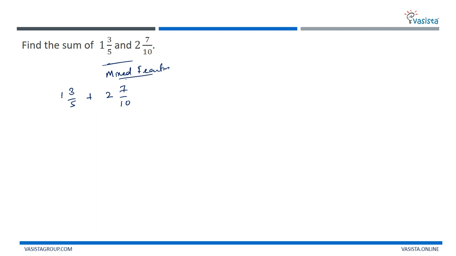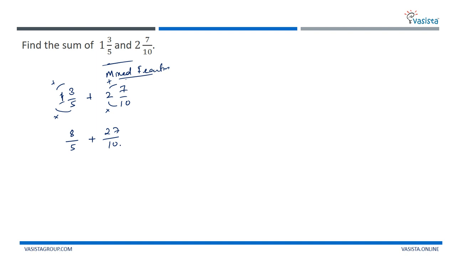What we are supposed to do here is find the sum. So 5 ones are 5, multiply it here and add it. 5 ones are 5 plus 3 is 8. So 8/5 plus 10 twos are 20 plus 7, 27/10. Now take the LCM for 5 and 10.